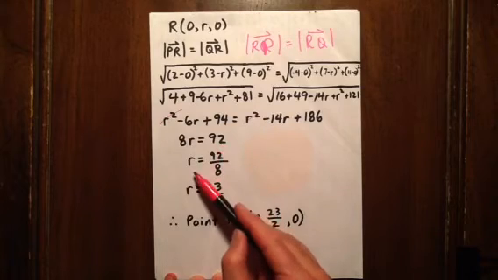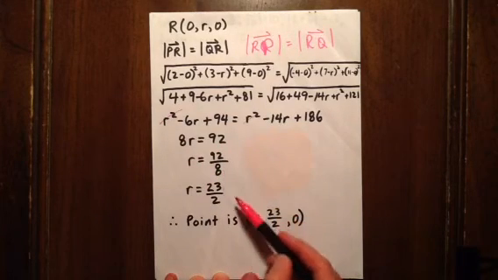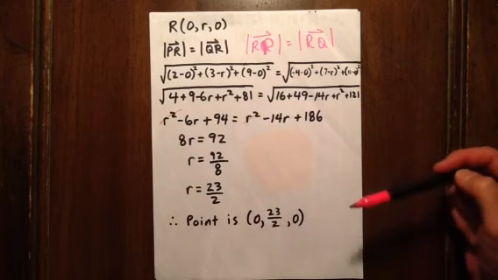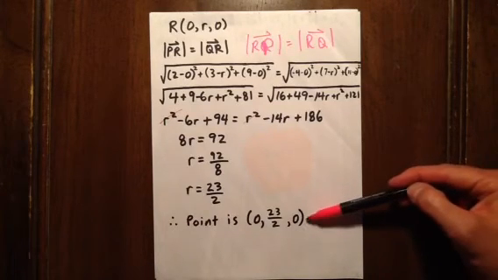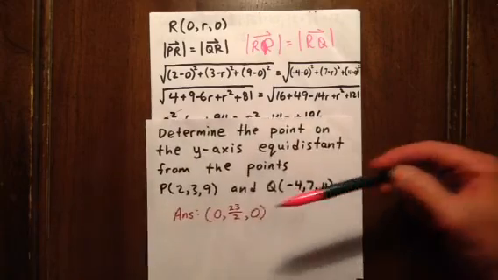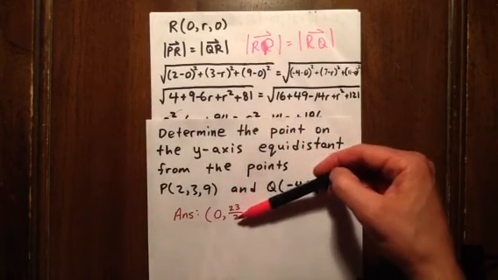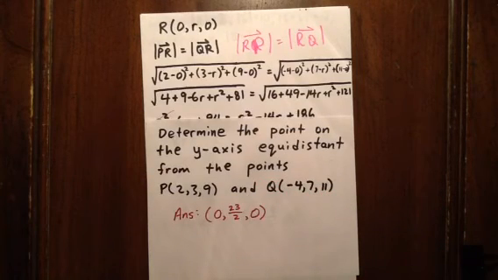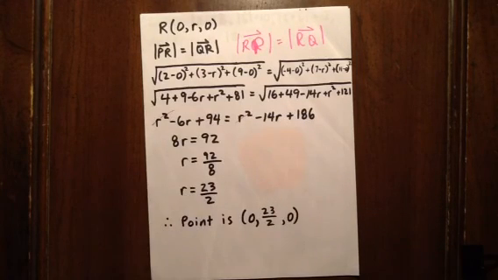8r equals 92, so r is 92 over 8, meaning it's 23 over 2. So the point is (0, 23/2, 0). And if we were to take this point and get the distance from P to that point and from Q to that point, we would see that those answers are equal.